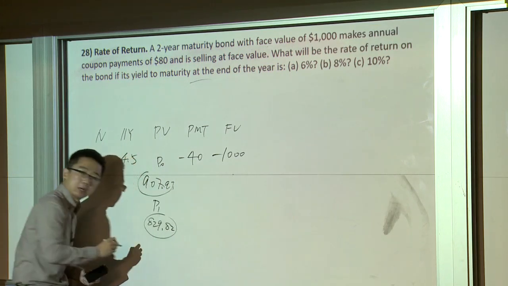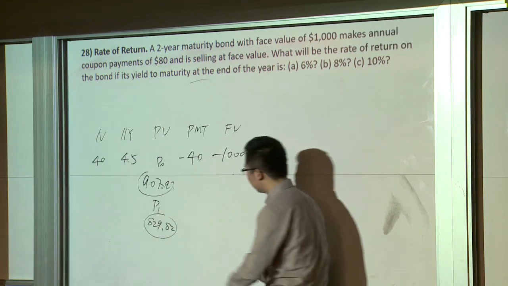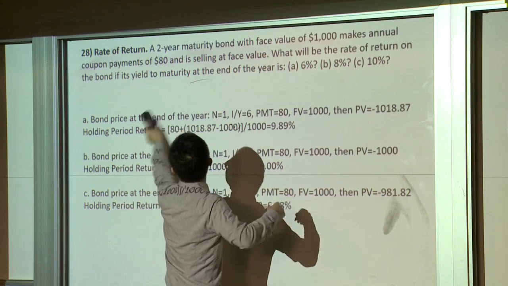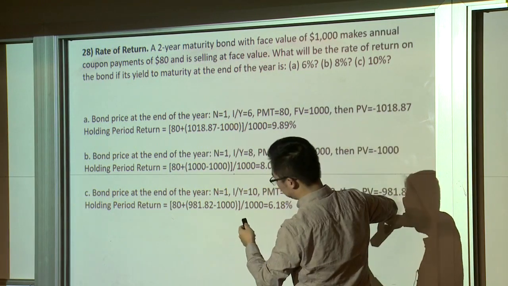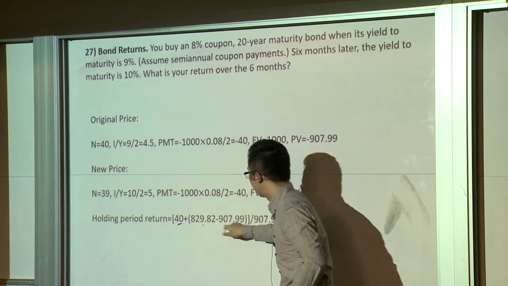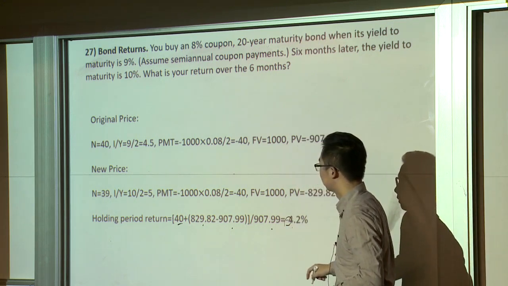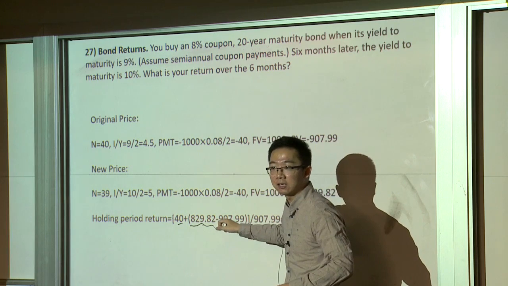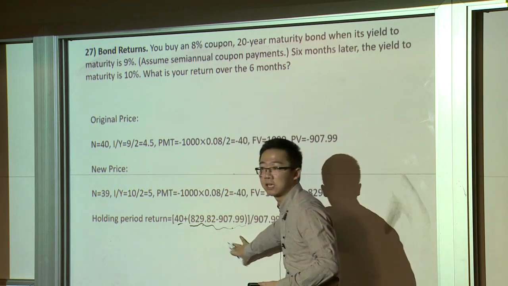So purchase price and selling price. And what is our current income? 40, right? Just 1 period. Okay, we got the holding period return. So 40, and selling price minus purchase price, divided by purchase price. Holding period return is negative 4.2%. Where does that negative come from? We got a capital loss, right? Capital loss, depreciation. But the current yield is positive, but the capital loss is even greater.